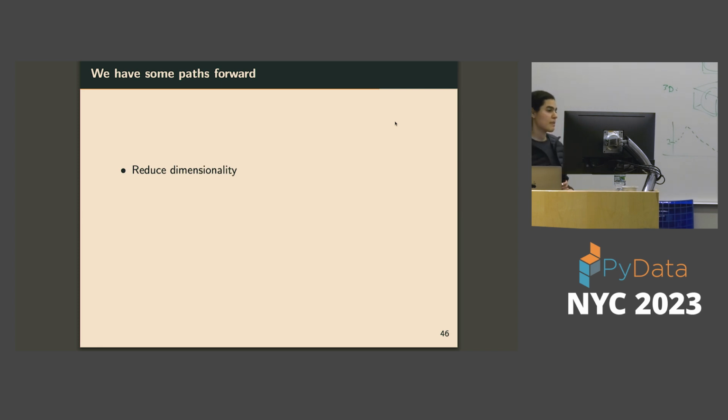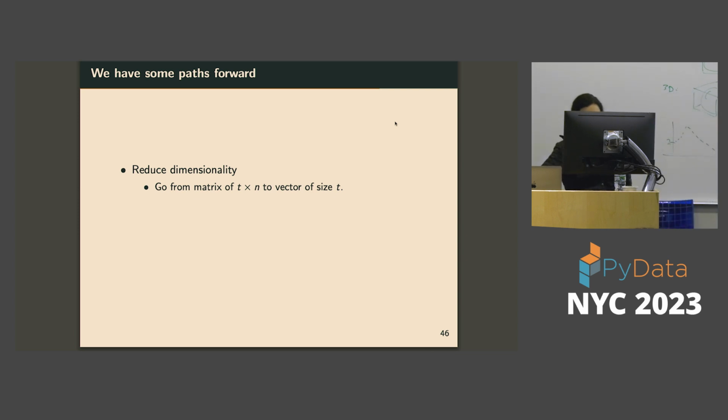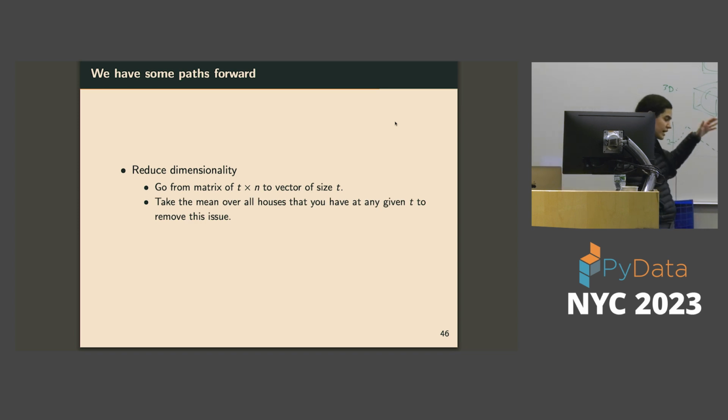And lastly, another path forward is let's reduce dimensionality. We have these matrices that are of size t by n, but you can shrink them, right? So why don't I define some metric, find a way to take it from n and turn it into a vector of size 1. For any given t, I have some number of houses for which I have a value. So why don't I take the mean over all of the ones that I have to get a single representative value per half an hour for every given t during those years.